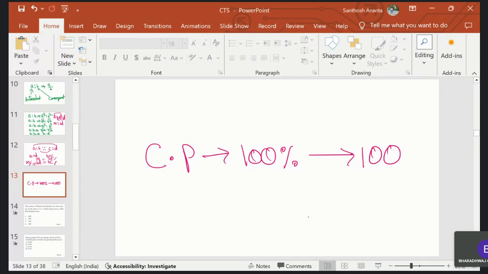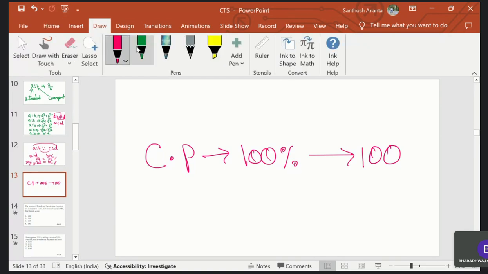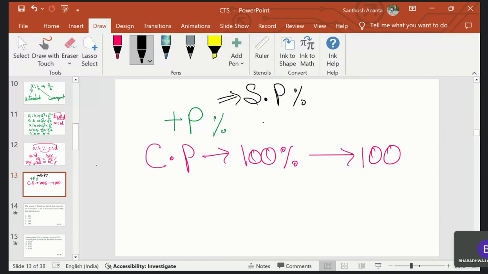Now in the questions they will give you the profit percentage. What you have to do, if they give you the profit percentage, add the profit percentage to the cost price. If you add the profit percentage to the cost price, then you'll get the selling price percentage. Try to understand this. I repeat, cost price is always 100 percentage.